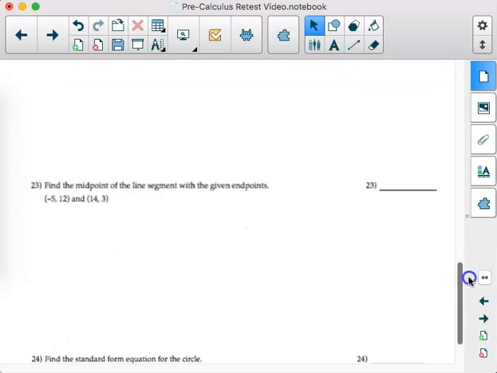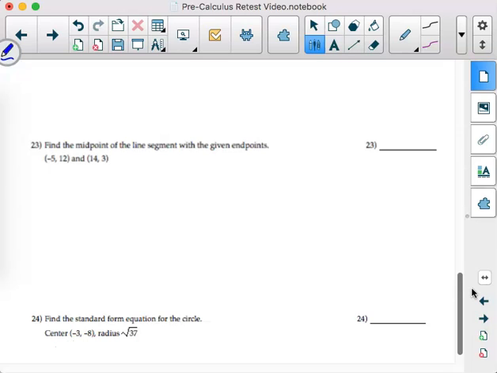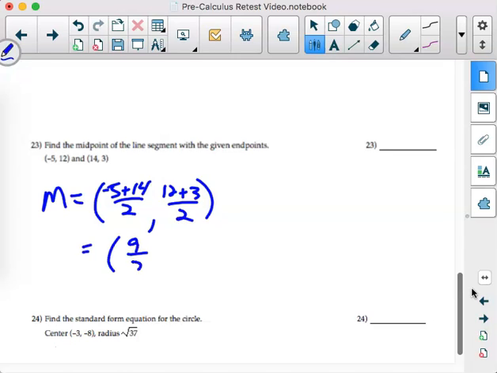Number 23. Find the midpoint of the line segment with the given endpoints. Negative 5, 12, and 14, 3. So midpoint you find by getting the average of the two. So negative 5 plus 14 is 9 divided by 2. And we should write that down. So 9 halves and 15 halves.